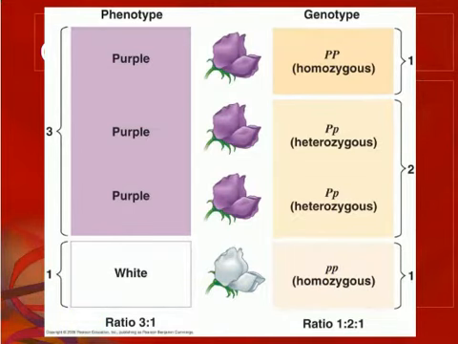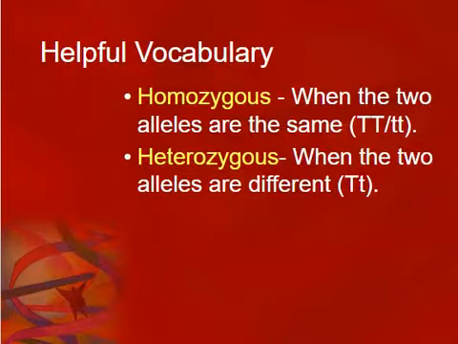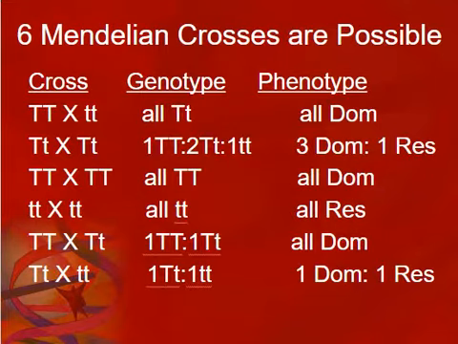So again, hopefully that's review. Homozygous means they're the same. Homo always means same. Hetero always means different. So the 2 alleles are different in a heterozygote. There are 6 possible Mendelian crosses.